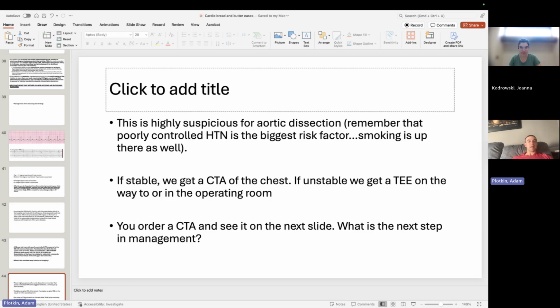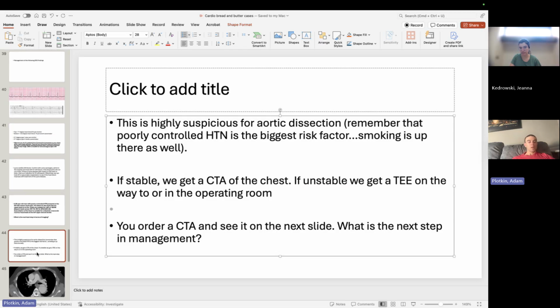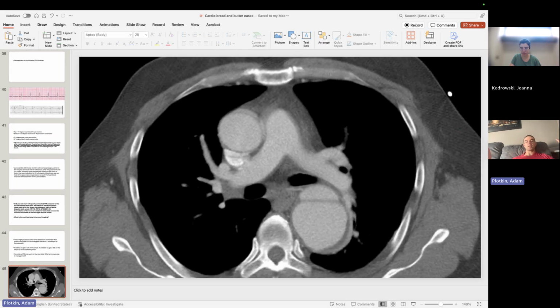So if they are stable, CTA. If they are unstable, so like a systolic blood pressure less than 90, or they're altered mentally, right? We want to get a TEE on the way to or in the operating room, right? So stable CTA, unstable TEE. All right. So let's say on any patient, it really doesn't matter, we see this on the CTA. How would you classify this type of aortic dissection? And what do you want to do next?